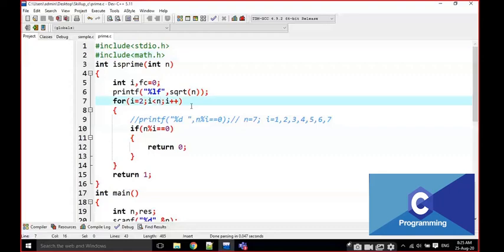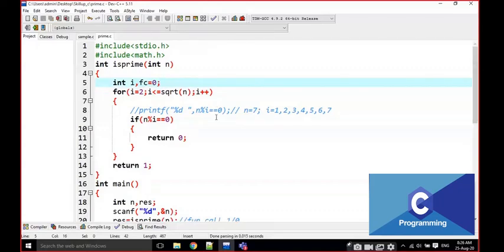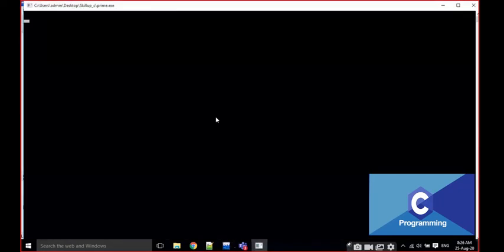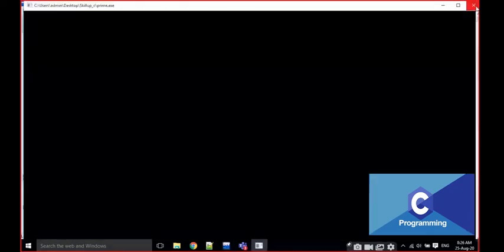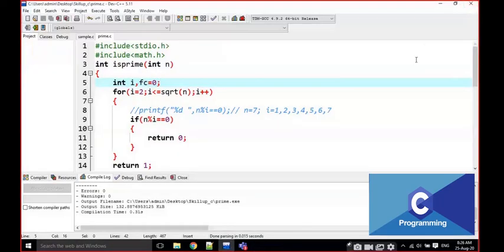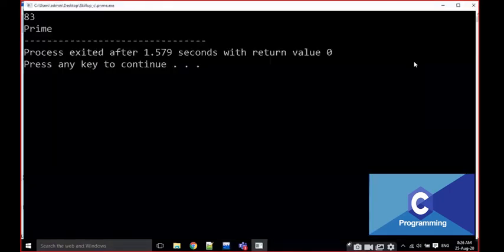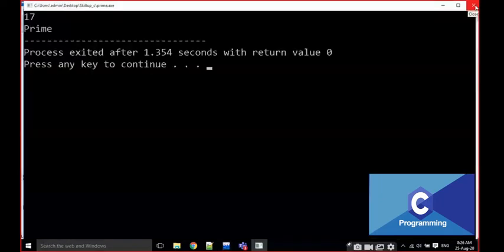Now, instead of n, I am going to check SQRT of n. That's it. Now I am going to execute it. If I give 100, it is not a prime. I will execute 93. 93 is also not prime. 91 is also not prime. Some 87, 87 is also not a prime. Just wait. 83. 83 is a prime. For example, 17 is a prime.